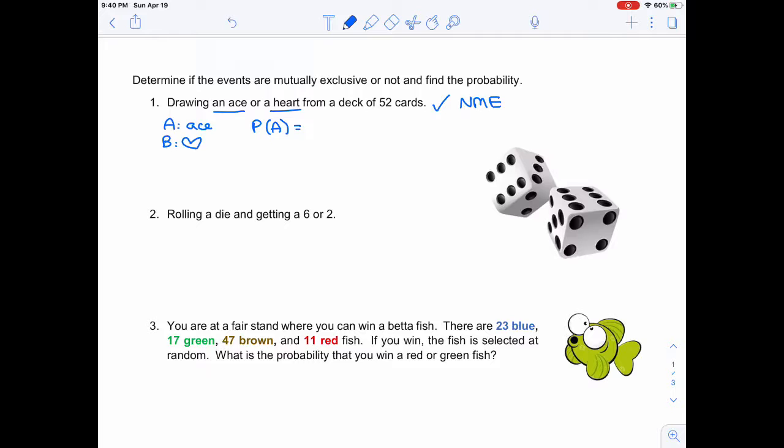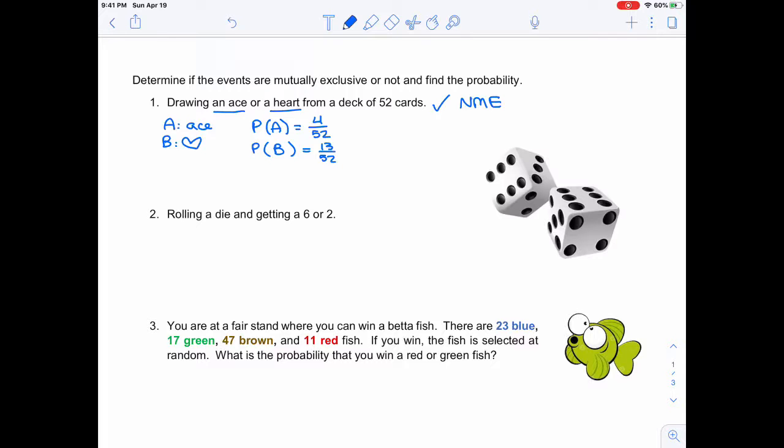Then our probability of event A, getting an ace. Remember, I did say you need to know your deck of cards. How many aces are there? There's 4 of each kind of card, and remember, there's 52 cards in that deck. So our probability of A is going to be 4 out of 52. Our probability of B is going to be 13 out of 52. Remember, you have 13 of each kind of card, so 13 hearts, 13 diamonds, clubs, and spades.